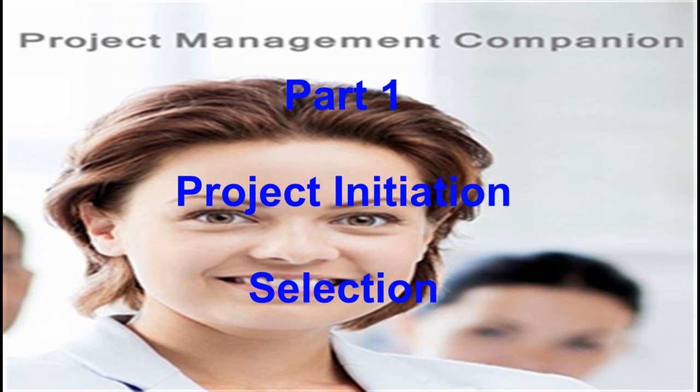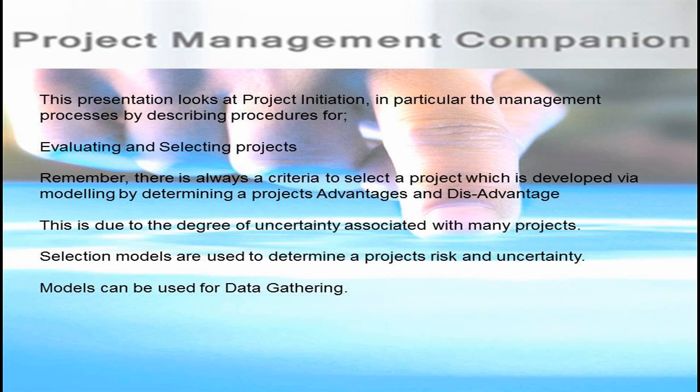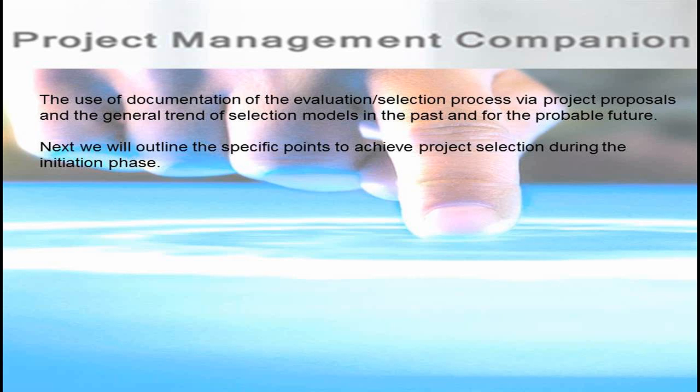This presentation discusses the project management process by describing procedures for evaluating and selecting projects during the initiation phase. First, we must outline the criteria for project selection models and then discuss the general nature of these models. From this basic overview, we can describe the types of models in use and their advantages and disadvantages. Considering the degree of uncertainty associated with many projects, you should concentrate on selection models concerned with risk and uncertainty. Finally, some general comments regarding data requirements and the use of these models.